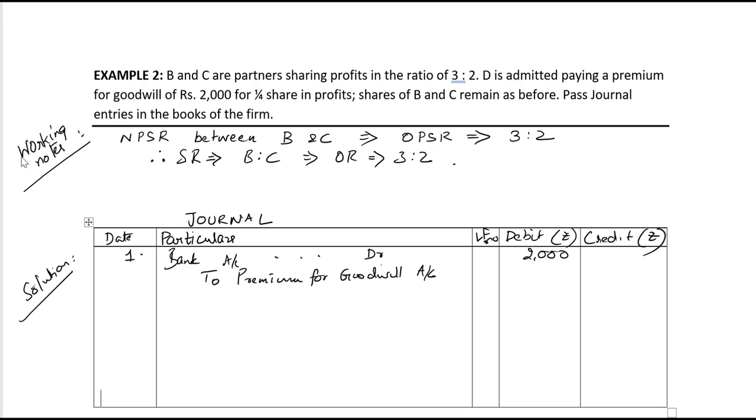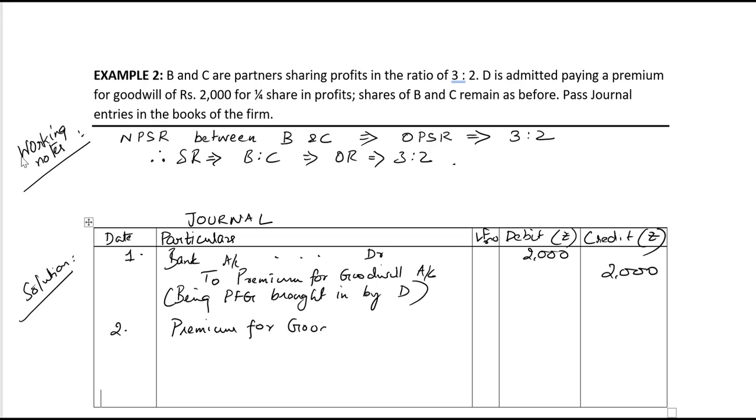₹2,000, being premium for goodwill brought in by partner D. Second journal entry, we'll distribute the premium for goodwill among sacrificing partners B and C in sacrificing ratio 3:2.